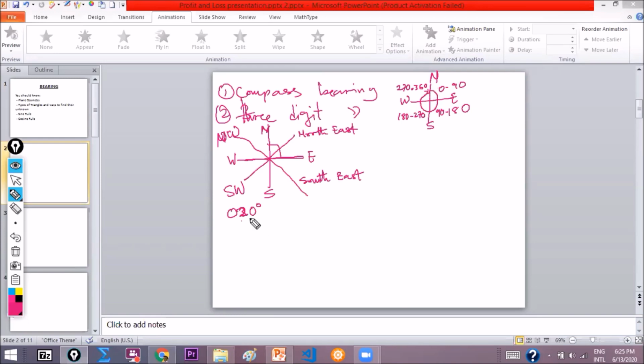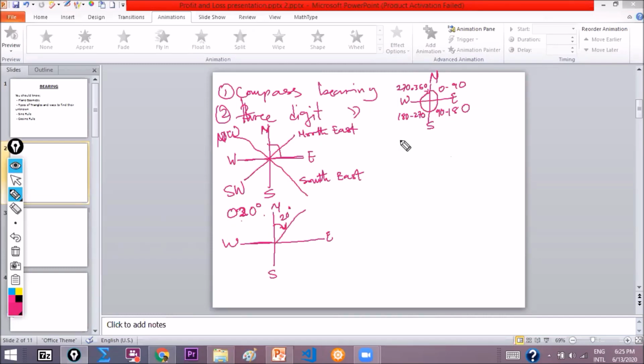Okay? So now if we have a 20 degree and we're to represent it in the 3-digit bearing system, we have this. This is our north, this is our east, this is our west, this is our south. So 20 degrees from the north to somewhere here. 20 falls in between 0 to 90. Is that not it? Yes. So it is this way. All right, so this is what? 20 degree.